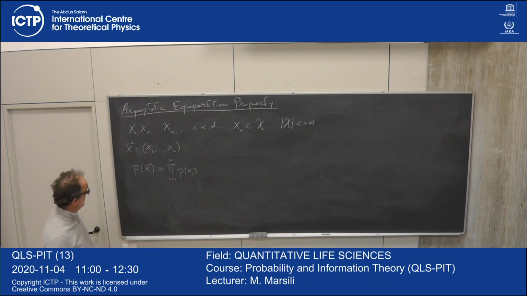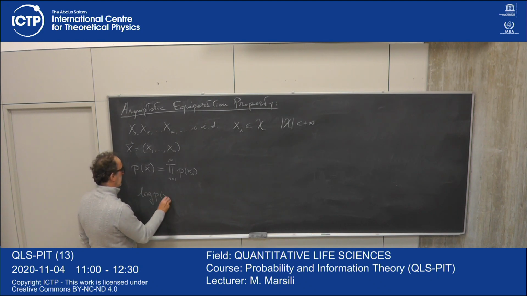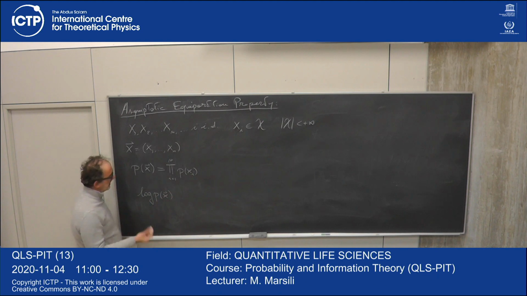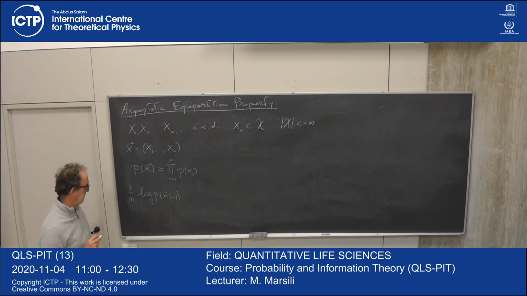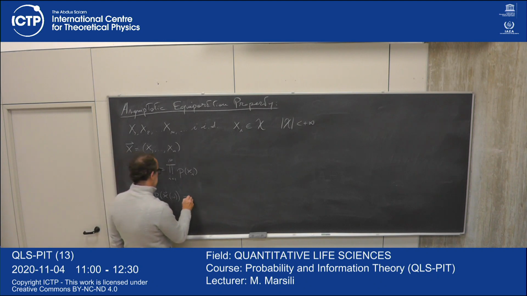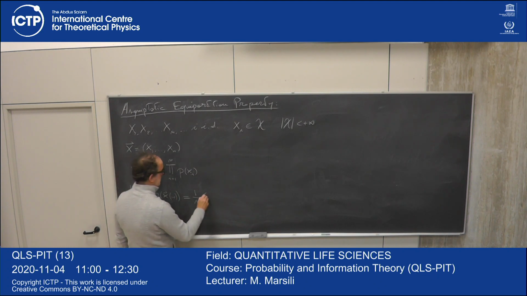Now, if this is true, then if we take the logarithm of the probability of a random sequence and we divide it by n, so let me specify that we are considering a random sequence, then this is 1 over n times the log of the product, which is just a sum.